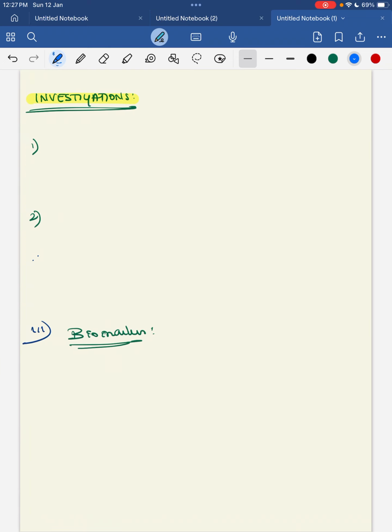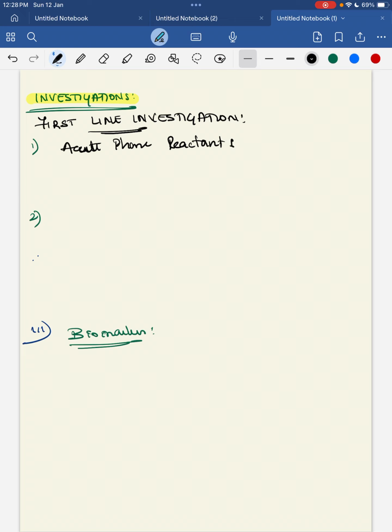In acute phase reactant, the child's ESR will be more than 30 millimeter, or there will be elevation of CRP. Second, AST you have to do. AST is nothing but your aspartate aminotransferase. The child's aspartate aminotransferase, that is AST level, will be elevated in the child with myocarditis. Right? So this AST is a sensitive marker in viral myocarditis.